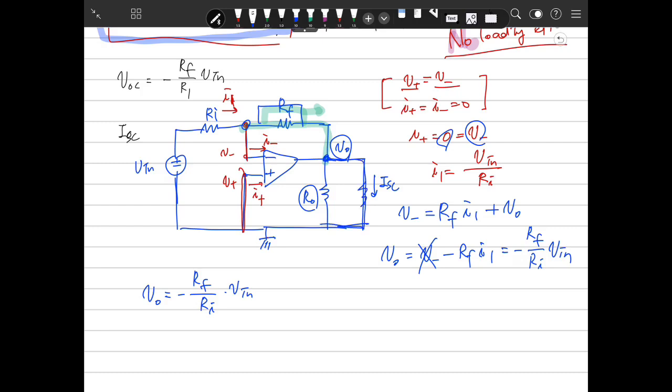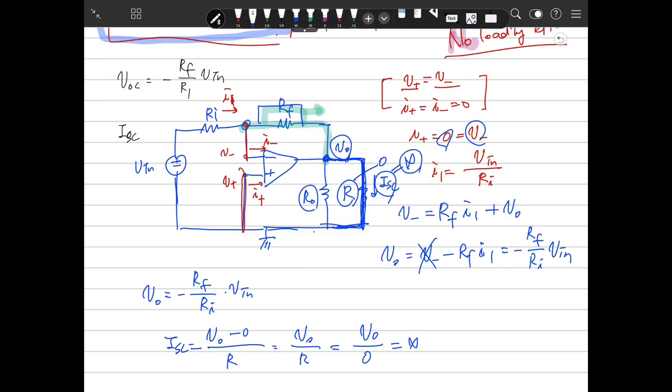But between the two here, there will be some resistor R. Then ISC will be V out over R, since this is 0 minus 0. Then we make a short circuit. That means what is R? R is 0. So that means V out divided by 0, which is infinite. So in this case, ISC has an infinite value. The short circuit current is infinite in this circuit.